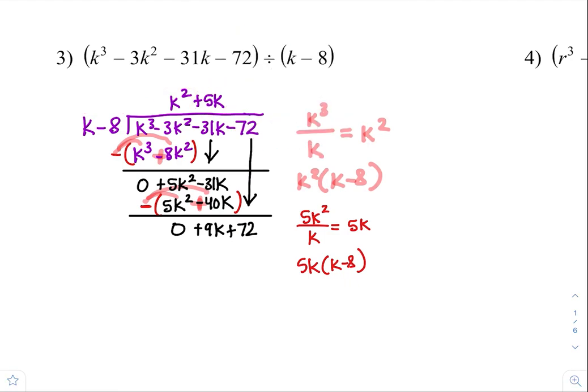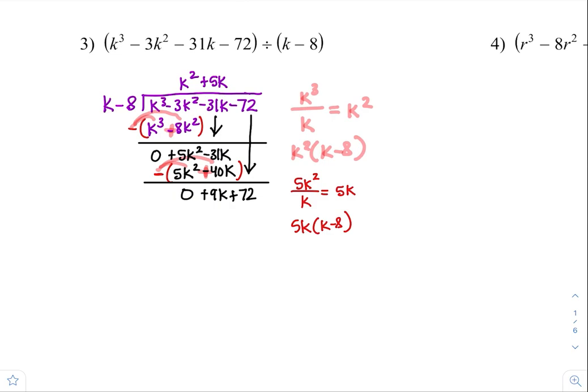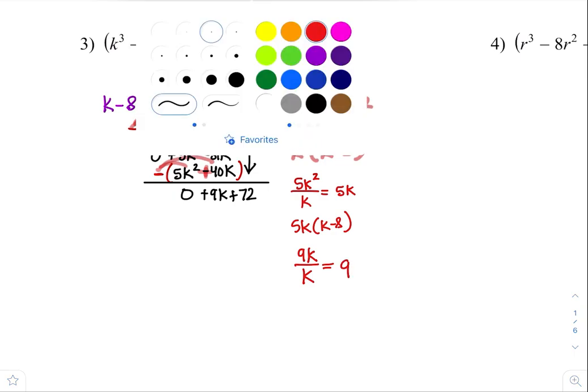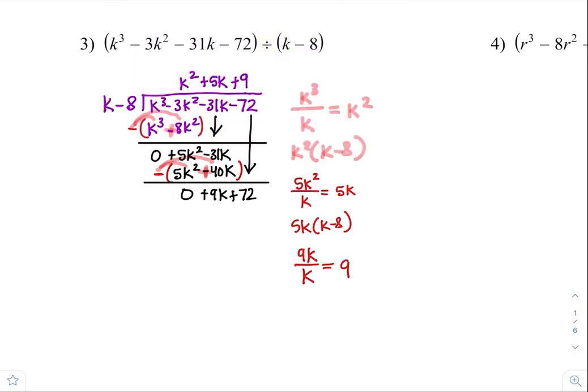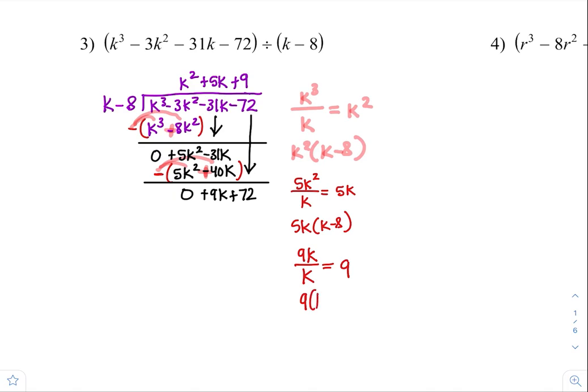And then lastly, you guys, now we do the process one more time. So what's the highest degree here? Inside the division symbol, it is 9k now, and you divide it by the degree on the outside, which is k. 9k divided by k, you guys, is 9. So plus 9. Now we gotta distribute the 9 to both of those.